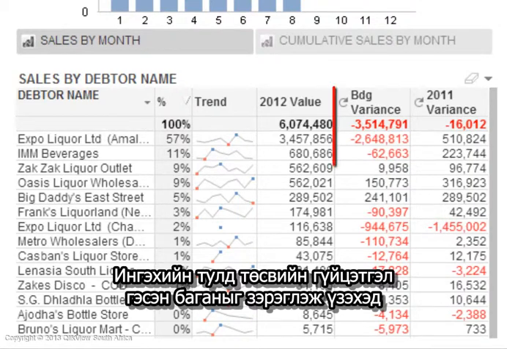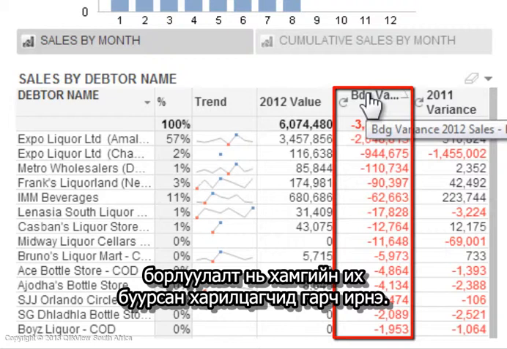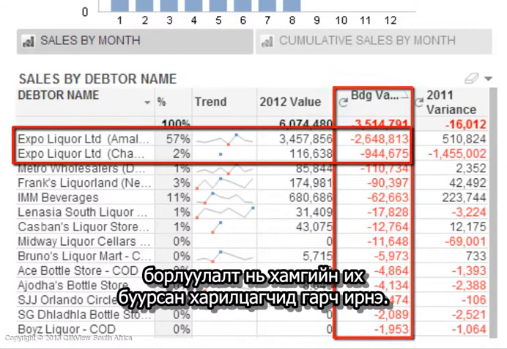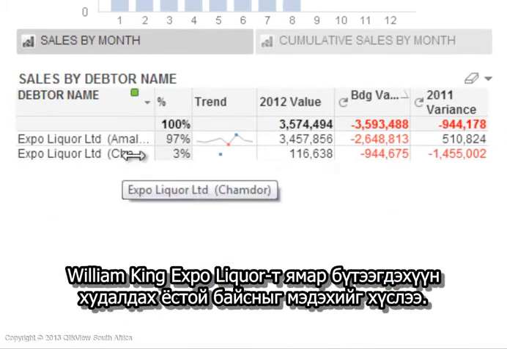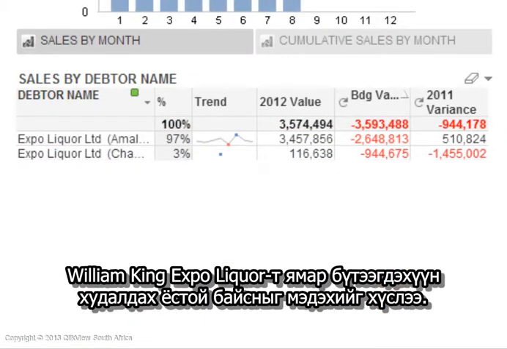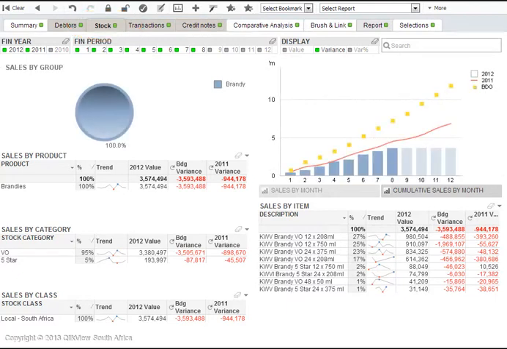To do that, I sort on budget variance and I can see that the customers with the greatest decline in sales are that from the Expo Liquor Group. I select the two Expo Liquor clients and the immediate question in my mind is, what are the products that William King was meant to have sold to Expo Liquor? To answer that, I move to the stock sheet.